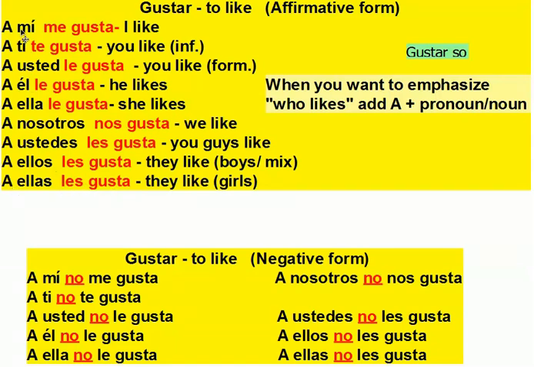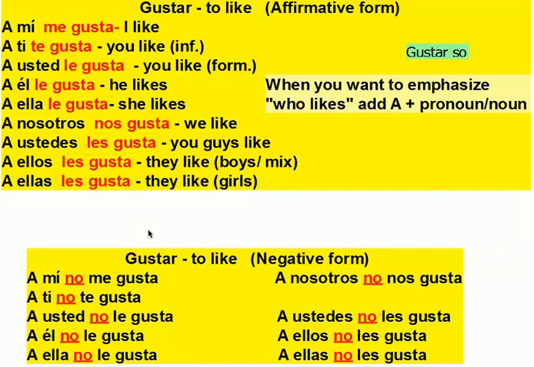So notice that before my pronouns, I have this a here. That's the first thing you need to remember to put. What does it mean? It doesn't mean anything, but you have to have it there. It's part of the structure of this sentence. So I say a mí, a ti, a usted, a él, a ella, a nosotros, a ustedes, a ellos, a ellas.